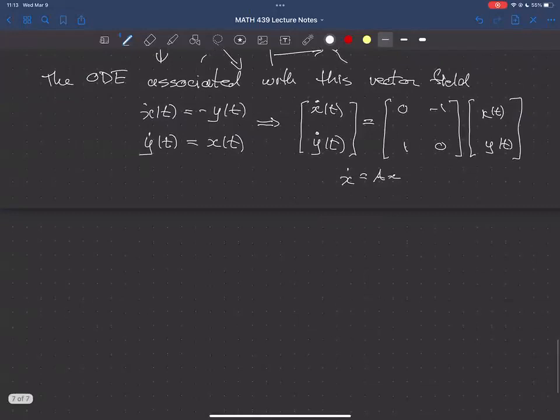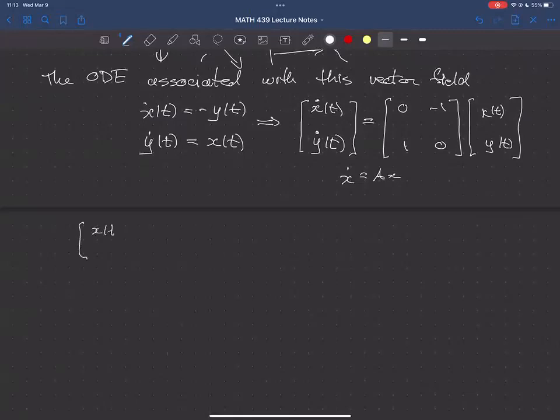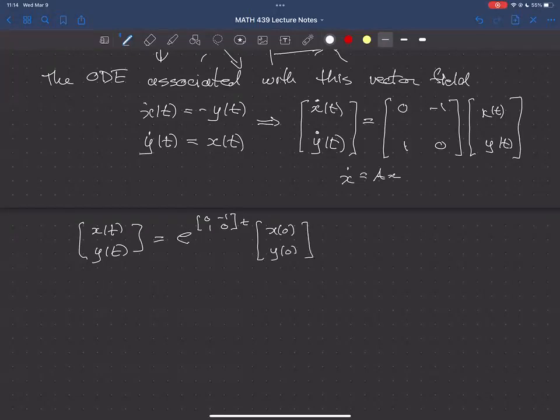That's good. So the point is that the vector x of t, y of t is equal to e to the A t, and I'm just going to do something ugly here, times the vector x of 0, y of 0. Then e to the A t involves sines and cosines. This is a particularly annoying one because the eigenvalues are complex.